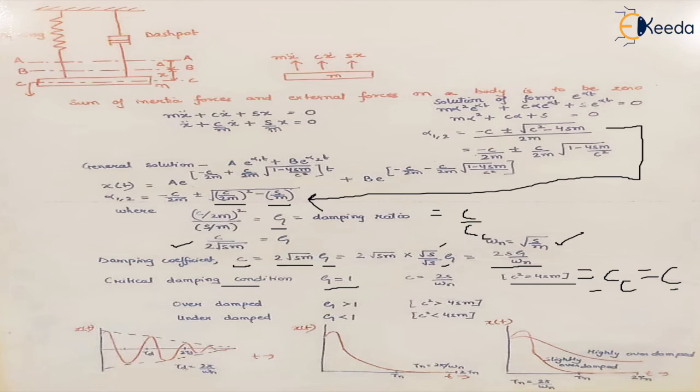When zeta is greater than 1, it is an over damped system. When zeta is less than 1, it is an under damped system, right? So this is the diagram for the underdamped system when zeta is less than 1. This is the graph we'll plot if this is when zeta is equal to 1 and this is when zeta is greater than 1, right? So we'll see how these graphs are being plotted.